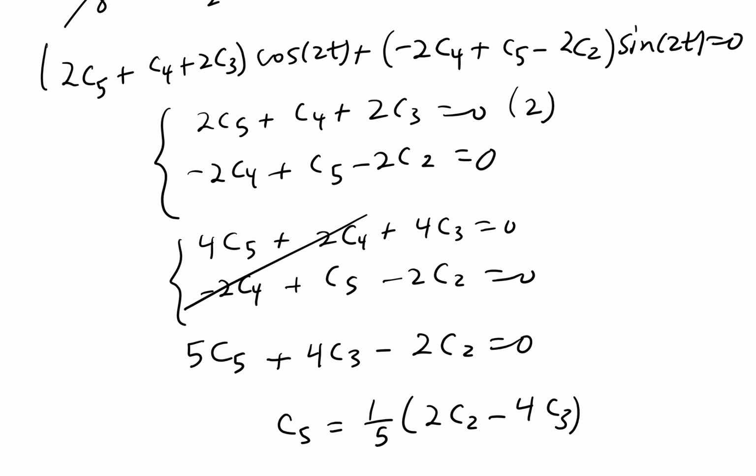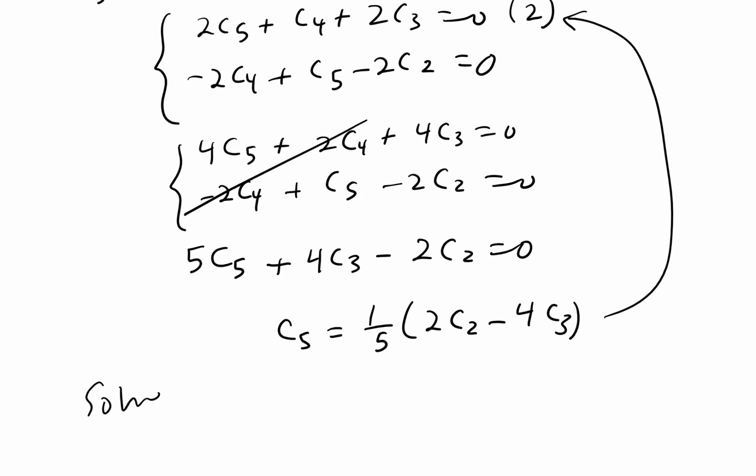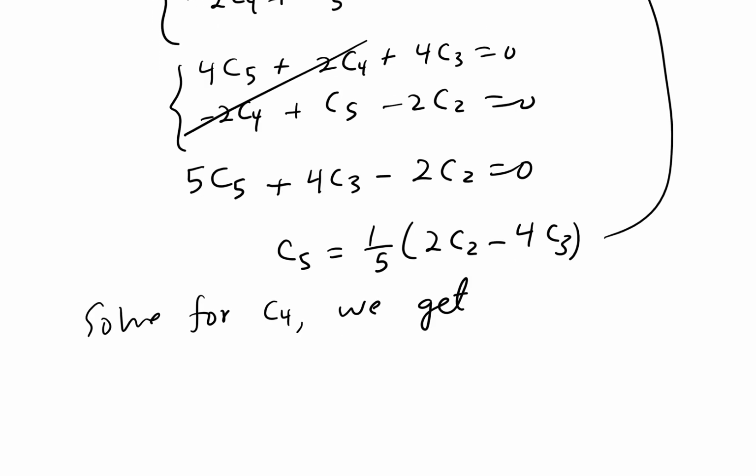If you substitute this back in here, let's say, and solve for c4, because I want to eliminate c4 and c5. Solve for c4, we get, what do we get? c4 is negative 1/5 of 4c2 plus 2c3.